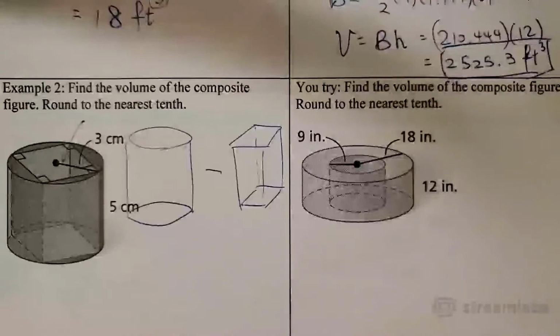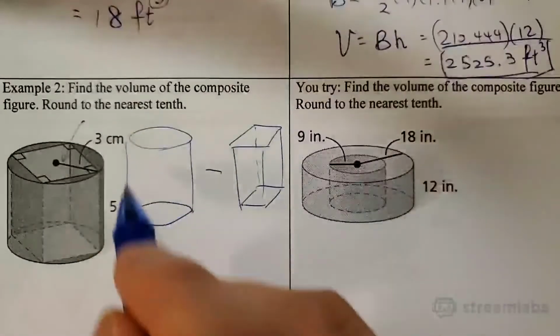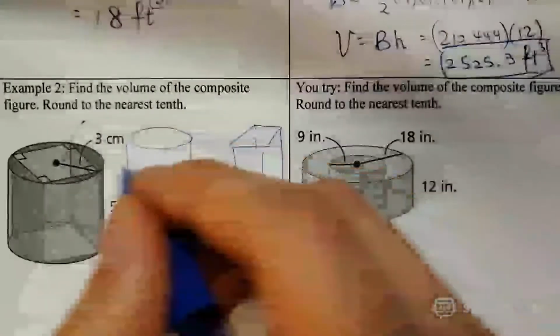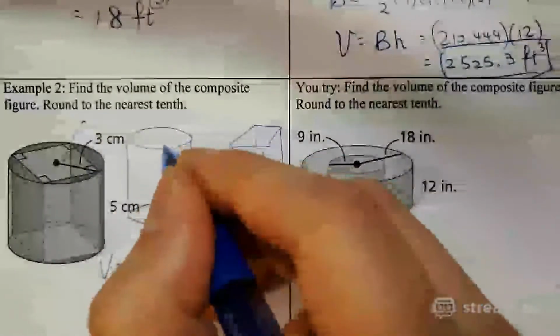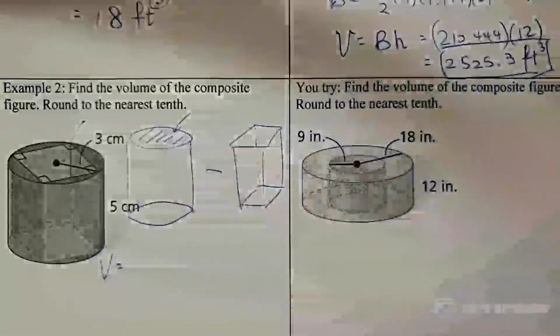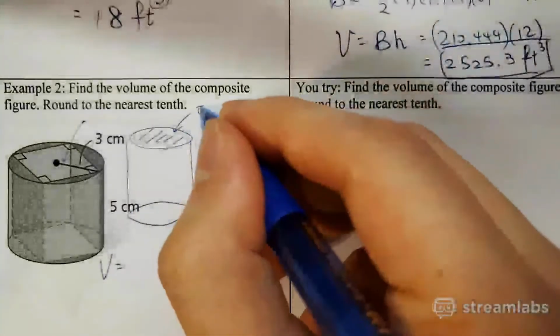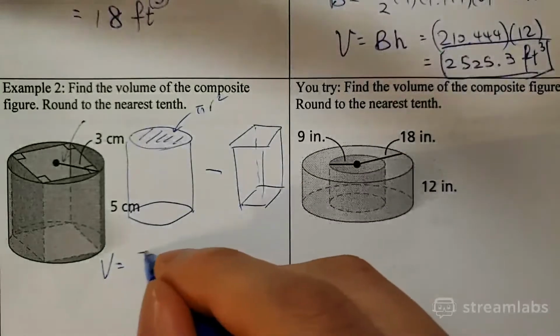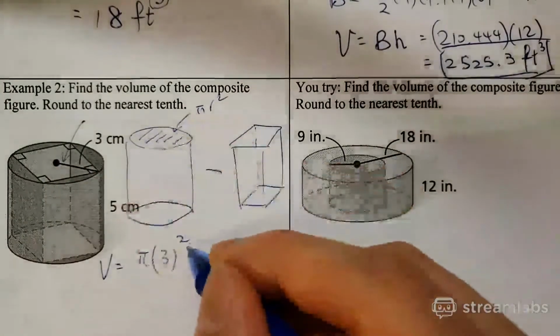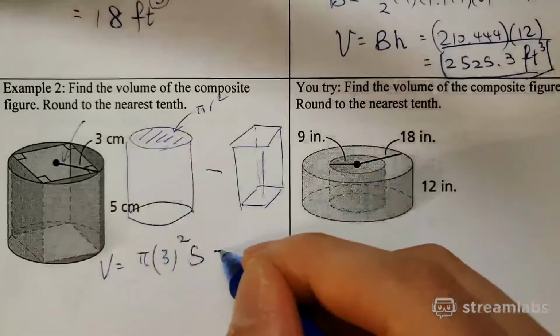Okay, now to get this volume, this is base area times height, right? But how do I get base of a circle? Base area is pi r squared, right? So we're gonna do pi r squared. Radius is 3 squared times height is 5. Okay, so that part is fine. Subtract.